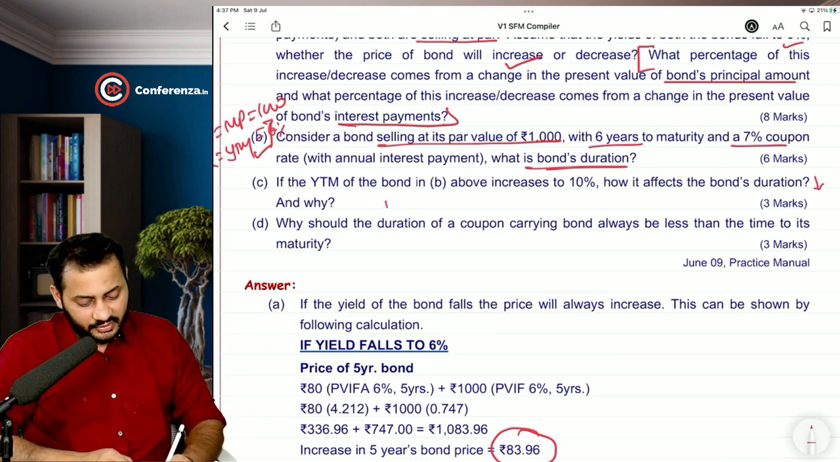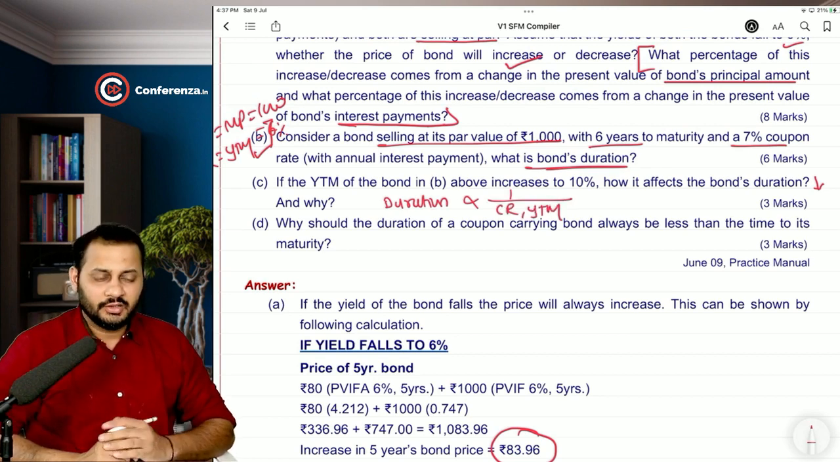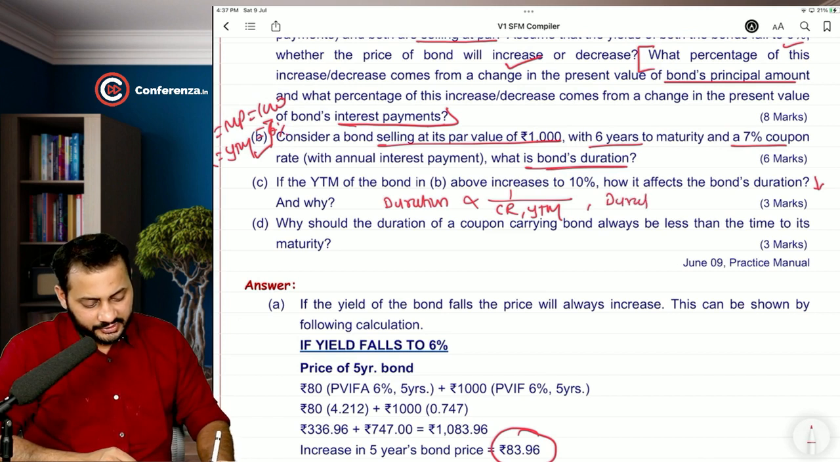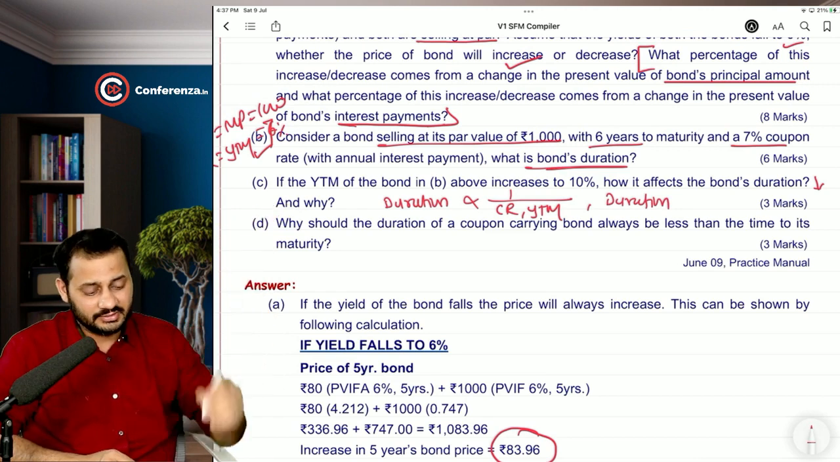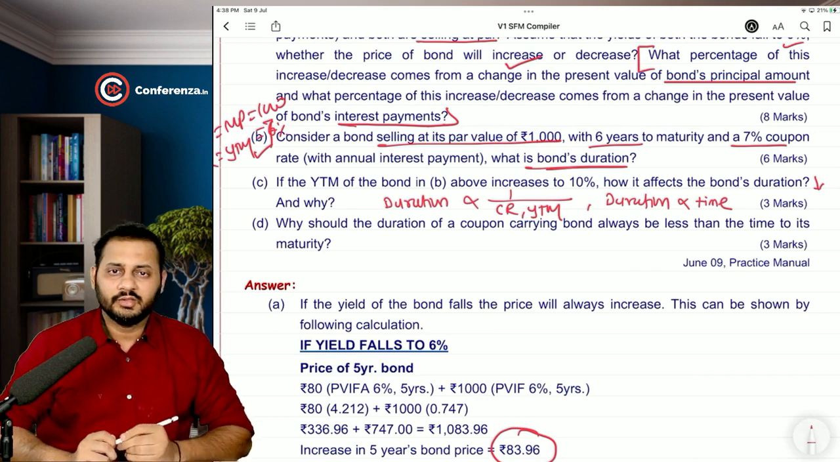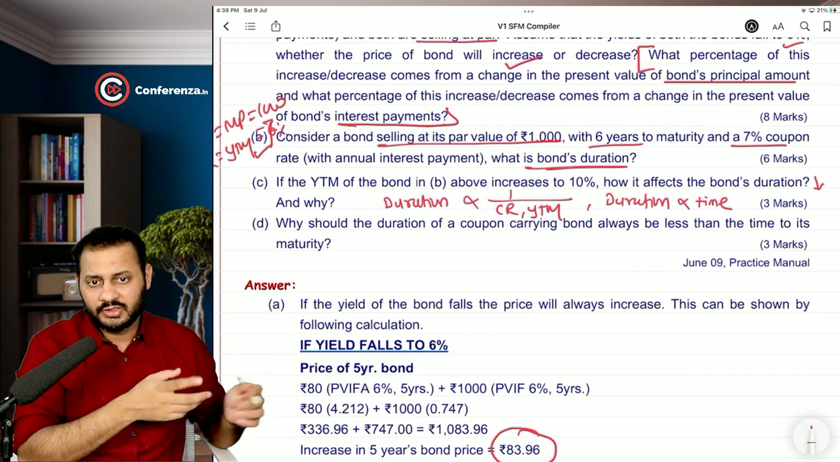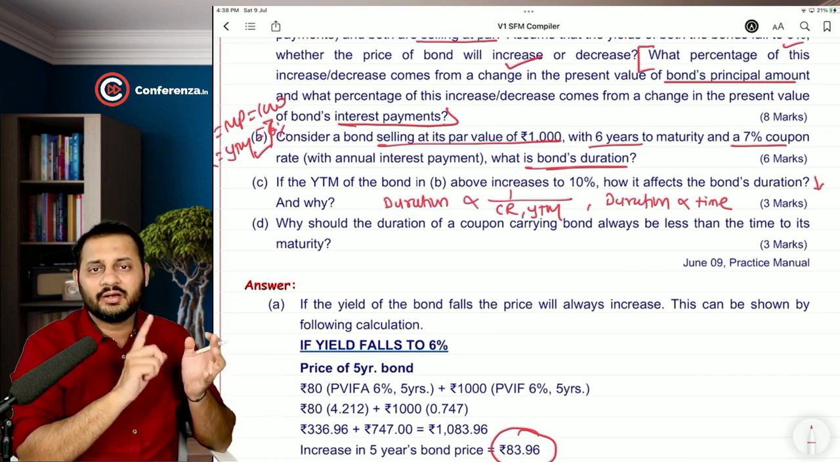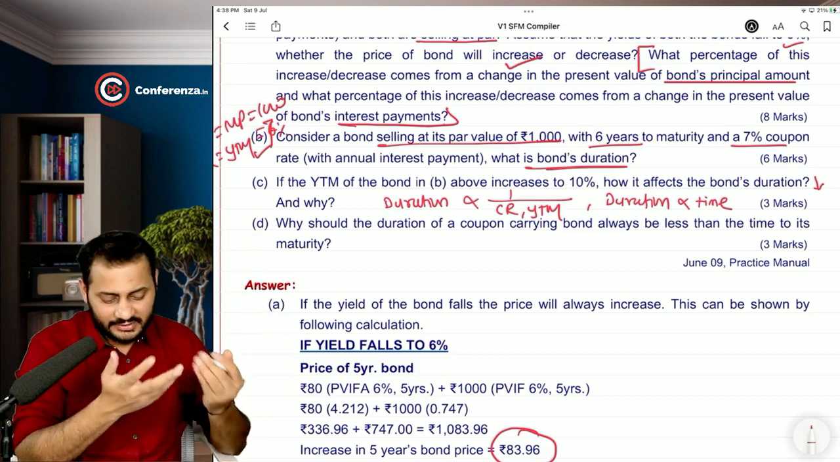So there is an inverse relationship of duration with coupon rate and YTM. There is a direct relationship of duration with time till maturity. Write this down in this part itself. So if the maturity is higher, the duration will also be higher, directly proportional. But if coupon rate increases or YTM increases, the duration will go down. Let's have a look how.